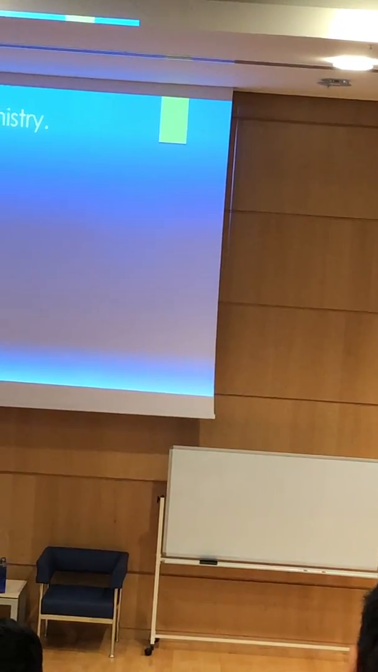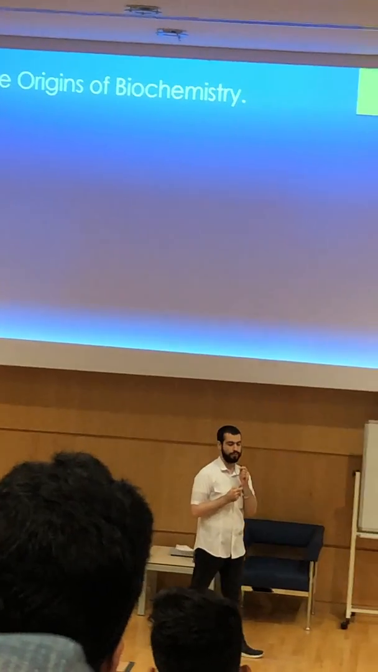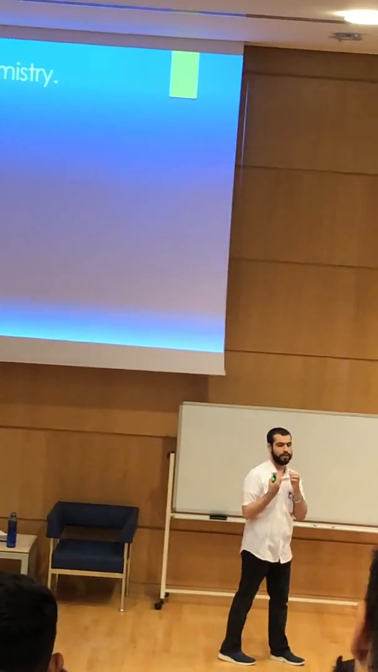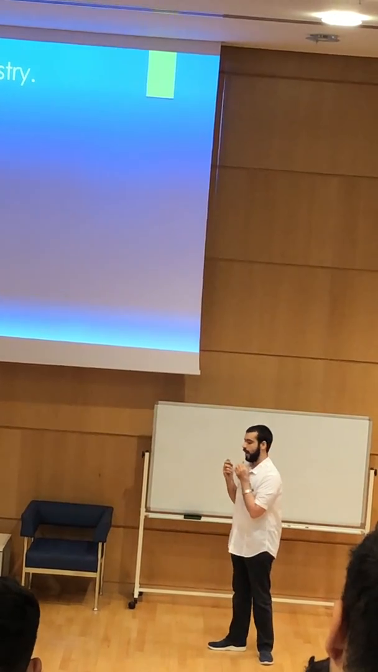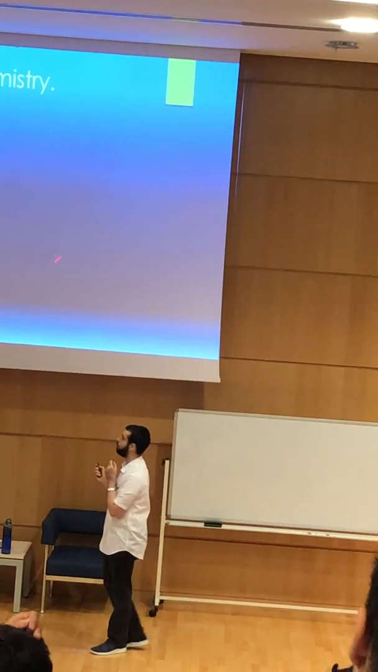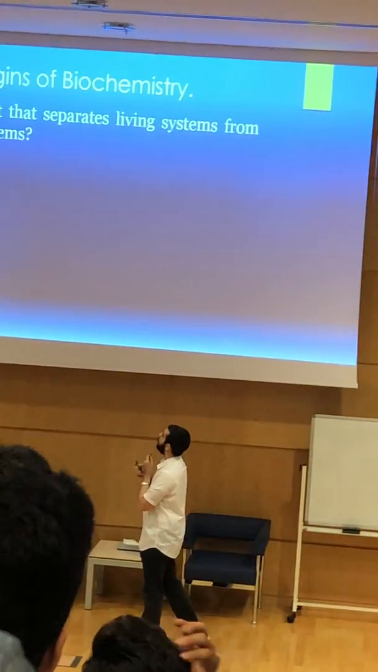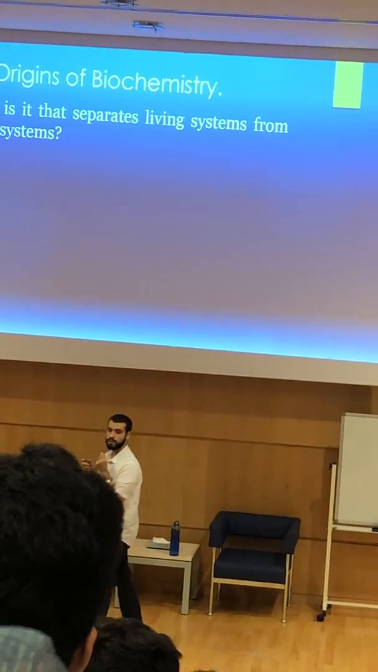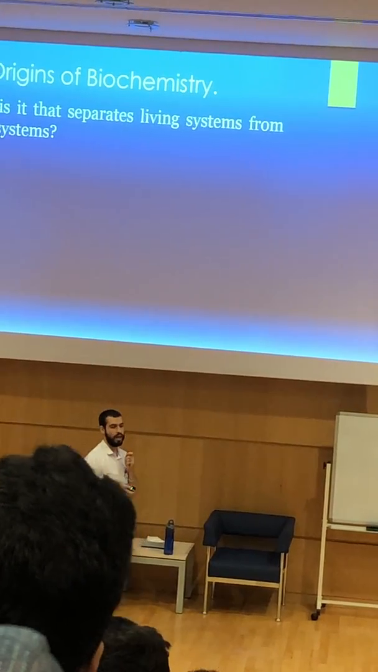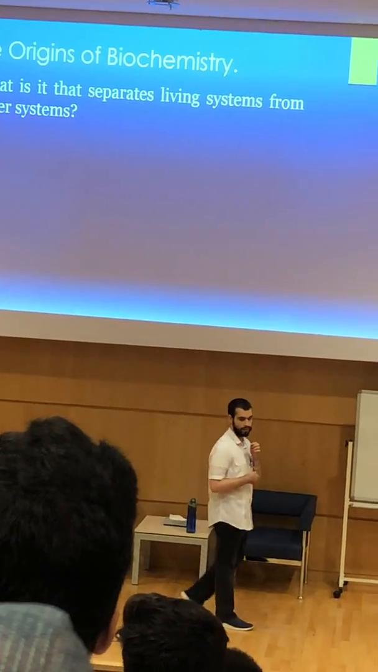And for biochemistry, we actually need to go back to the 17th century. The 17th century was an interesting time in which many of the sciences actually developed. And this science, biochemistry in particular, developed from a simple question. What is it that separates living systems from other systems? Many people wonder this. Why is the table not alive and my hand is considered alive?